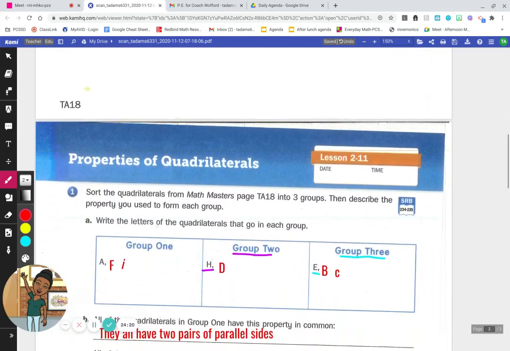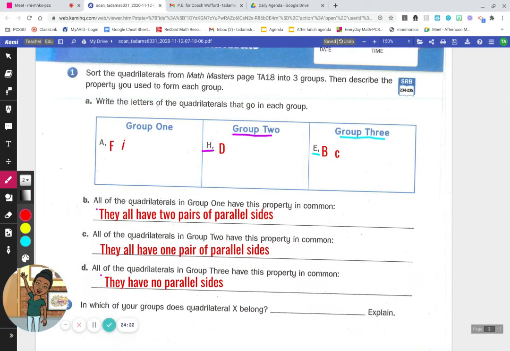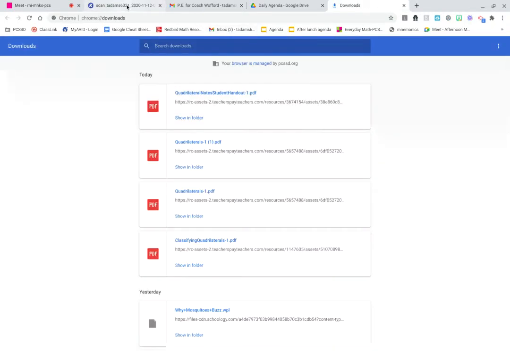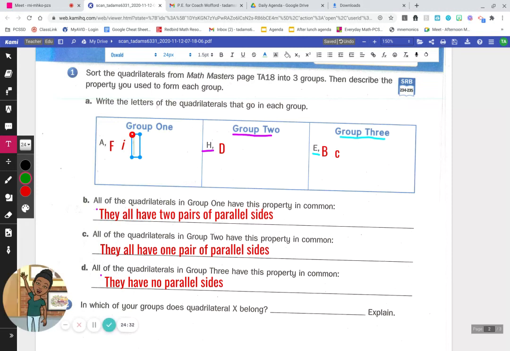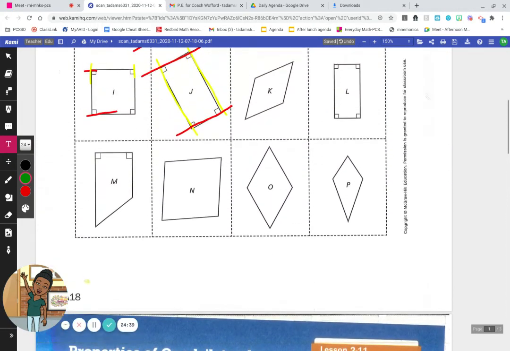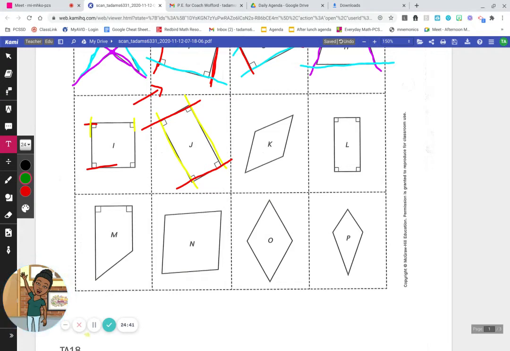Are the other sides parallel as well? Yes, they are. They will never meet. We can draw these lines forever and ever, and they will never meet. What group should we put J in? Group 1, because they have 2 pairs of parallel sides.